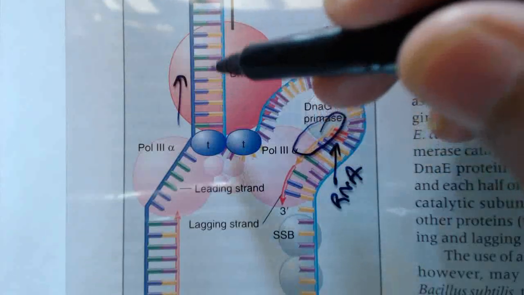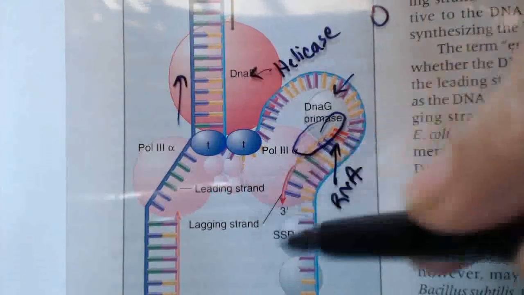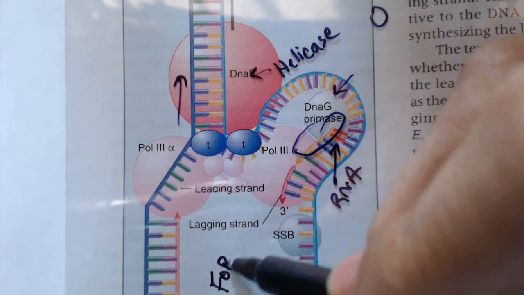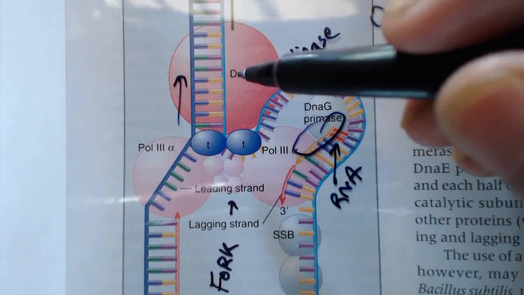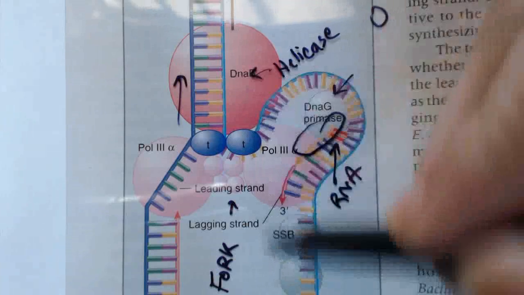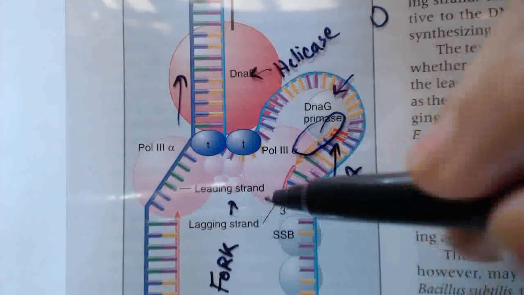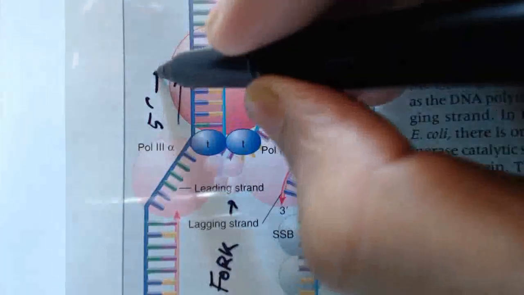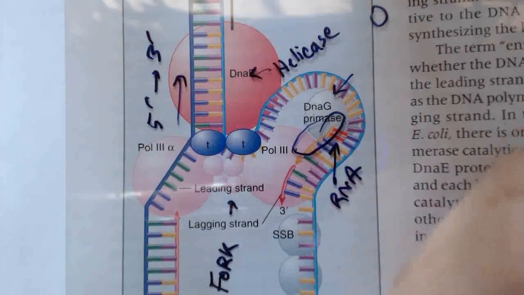So helicase will start opening the double stranded bond of the DNA in this direction, and the replication fork, this is the fork. Remember, this is the replication fork, and this replication fork moves towards that direction also. And while doing that, it needs to synthesize both of the new strands. Now remember, the synthesis direction is also from this 5 prime towards this 3 prime. No problem about that.